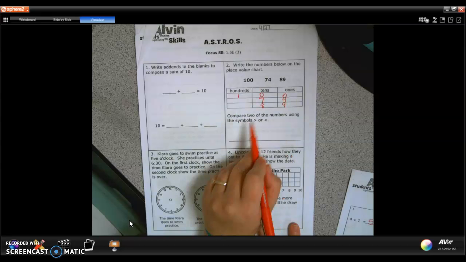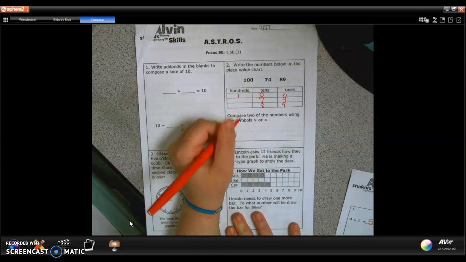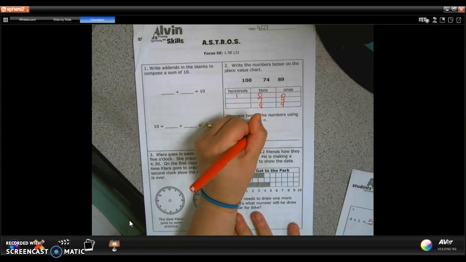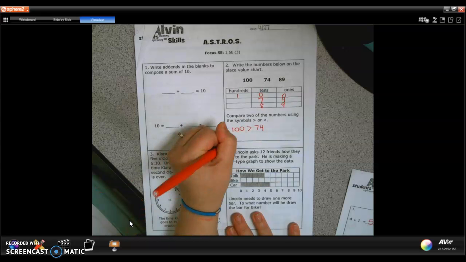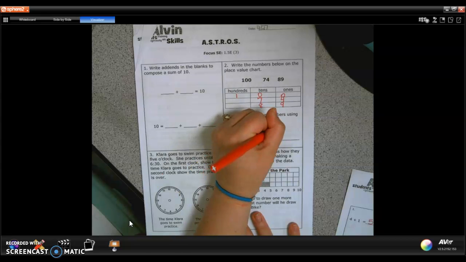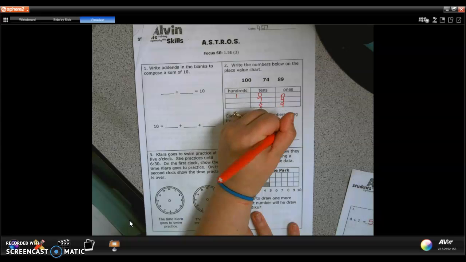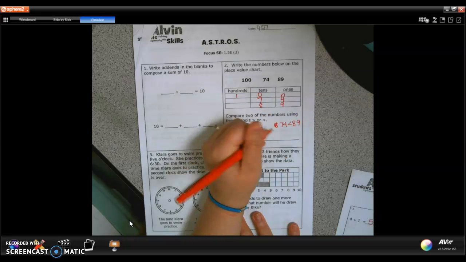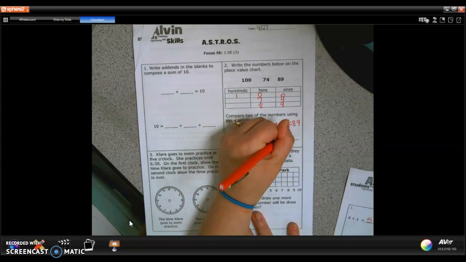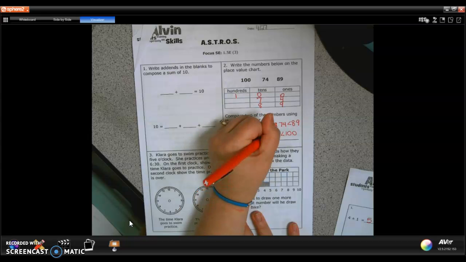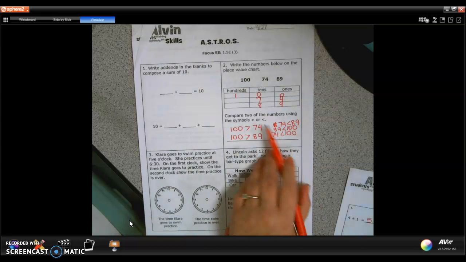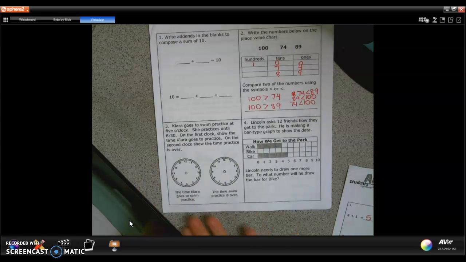Compare 2 of the numbers using the symbols greater than or less than. So I could do 100 is greater than 74. I could do 100 is greater than 89. I could do 74 is less than 89. I could do 74 is less than 100. I could do 89 is less than 100. So there are multiple opportunities to answer this in different ways. You do not have to be limited to one.